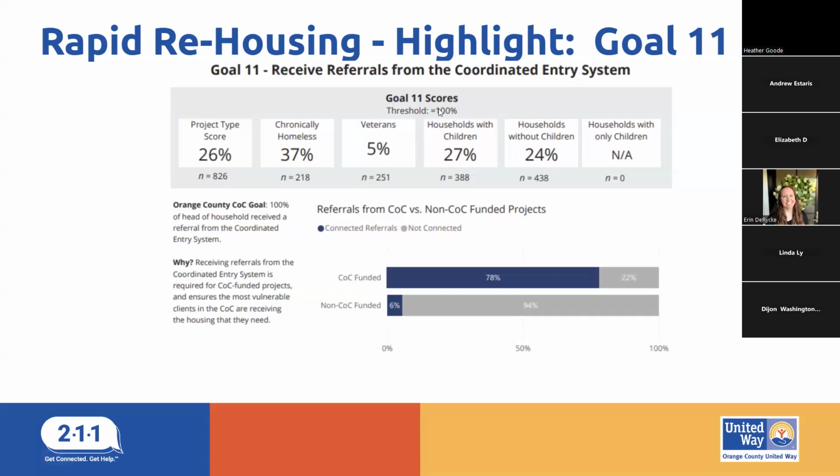So you can see that the threshold is 100%, and we're sitting at 26%. Challenges to this is when an enrollment was made but was not connected to the referral and therefore not recorded as being received from the coordinated entry system.